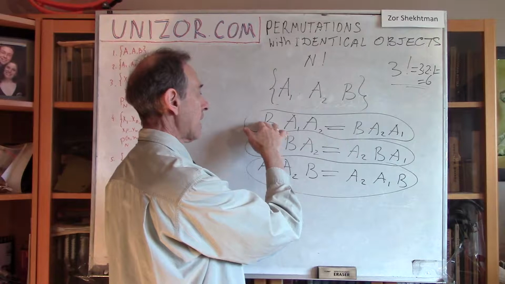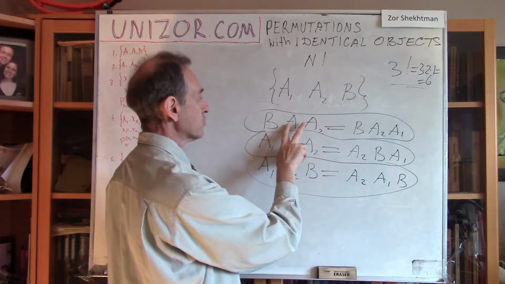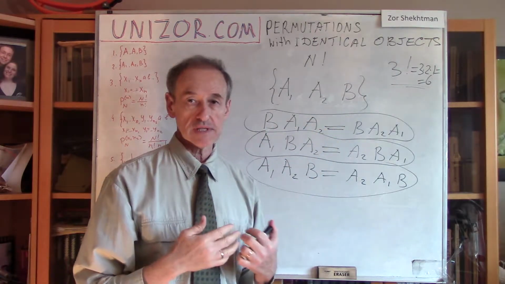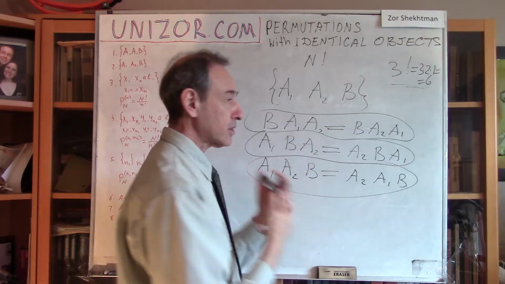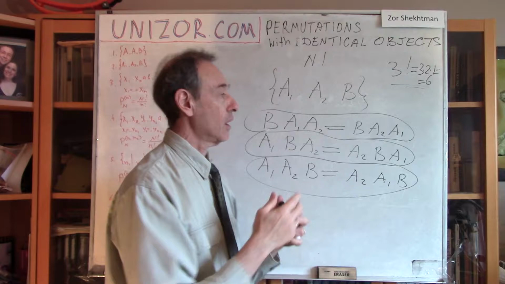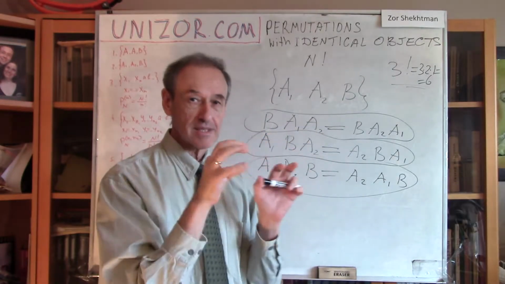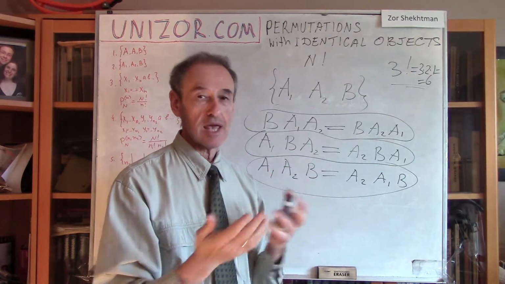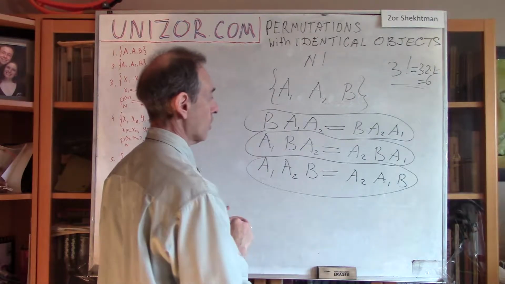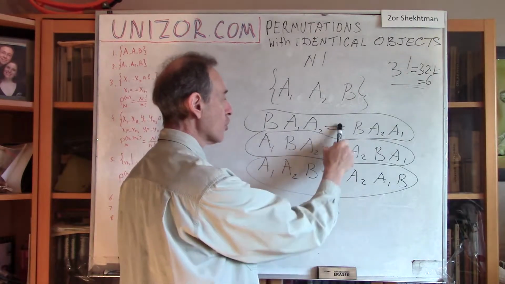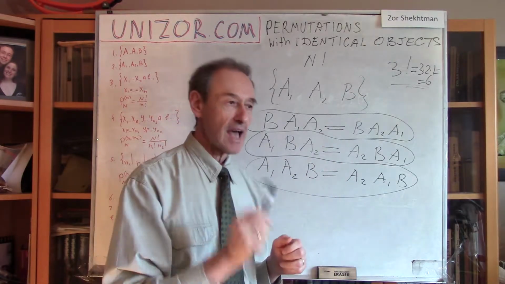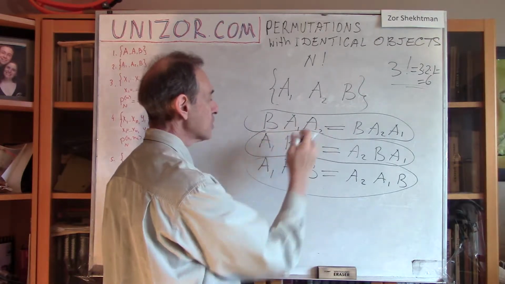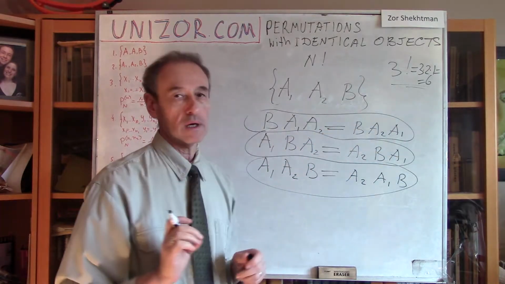Because if I have one particular combination, and I change the order of these identical objects, I still have an element of the same group, right? No matter how I change the order of identical objects within the places where they are, my permutation is actually the same because these elements are indistinguishable. So each group contains exactly as many elements as the number of permutations within the identical objects.